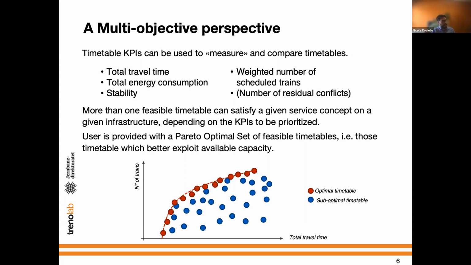So we run the algorithm. The algorithm would finally provide the user with a Pareto optimal set of feasible timetables rather than one single timetable. So in this way, the user, the timetable planner, could have a more complete overview about the possible ways in which variable capacity is used on a given infrastructure.